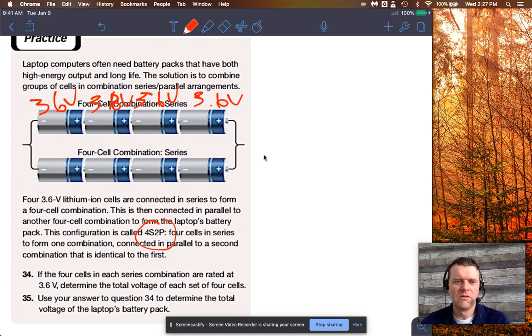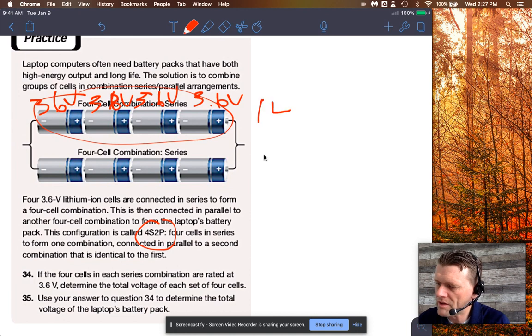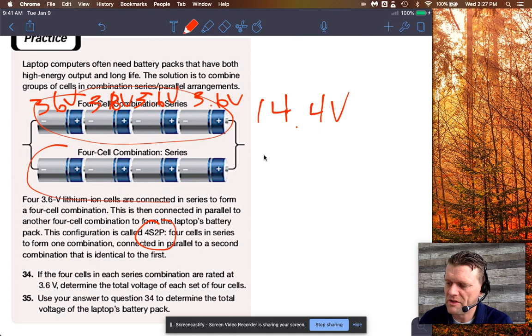Anyway, so if you look at this, the question says, if the four cells in each series combination are rated at 3.6 volts, what's the total voltage? Well, you just go 3.6 times 4, right? That just for that top part would give us 14.4 volts, okay? And that's obviously the same in here as well, okay? So they both have 14.4 volts.